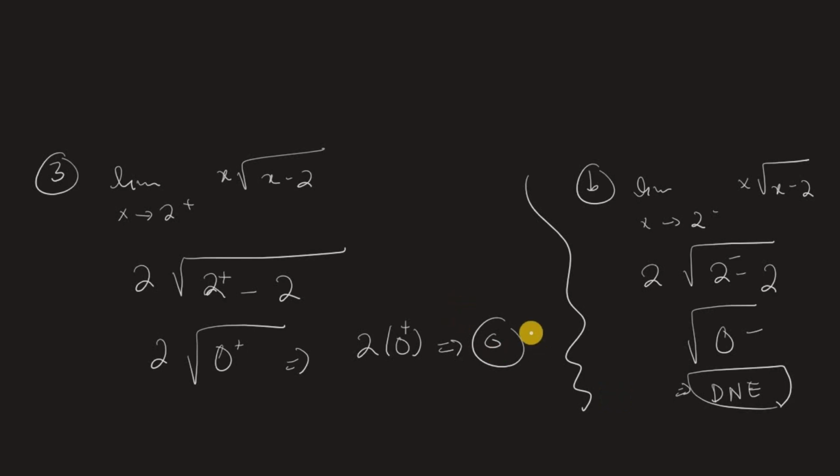And if we go ahead and ask you what's the limit as x approaches 2 of this function, then you'll basically write DNE, because the left and right limits don't match.